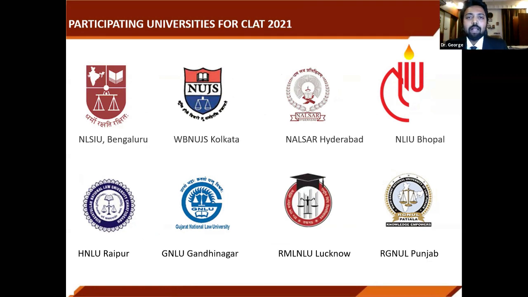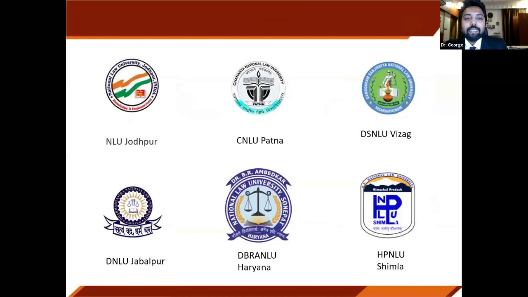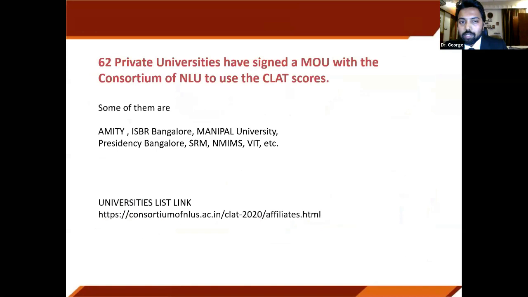Apart from this, it's not just these 22, right? About 62 private universities across the country have signed an MOU with the consortium of NLUs to use the CLAT scores as a means of entrance into their own universities, right? I've just outlined some of them, and I put up the link there. You can go ahead and see what all those universities are.